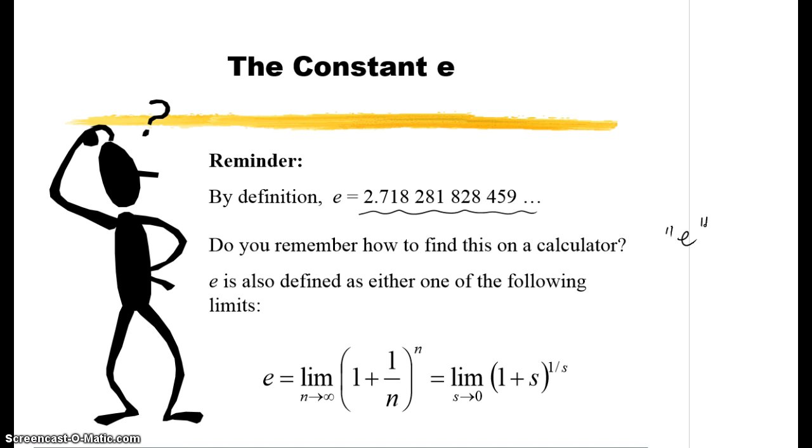e, however, also happens to be defined in terms of a limit, and it's one of these two limits. It's the limit as n goes to infinity of (1 + 1/n)^n, or the limit as s approaches 0 of (1 + s)^(1/s). s here has taken on the role of 1/n. That's the substitution we've made. If n goes to infinity, then obviously s goes to 0, and 1/n gets replaced with s, and n gets replaced with 1/s. We're going to look into that in greater detail in just a second.